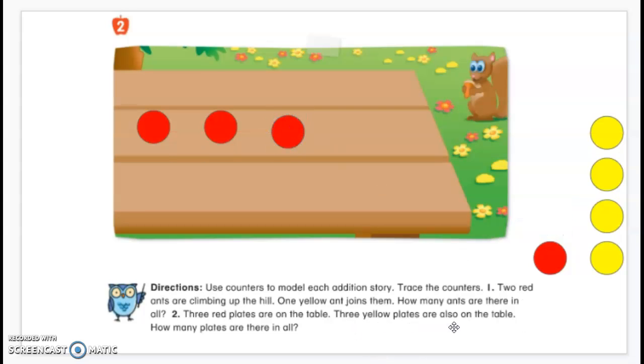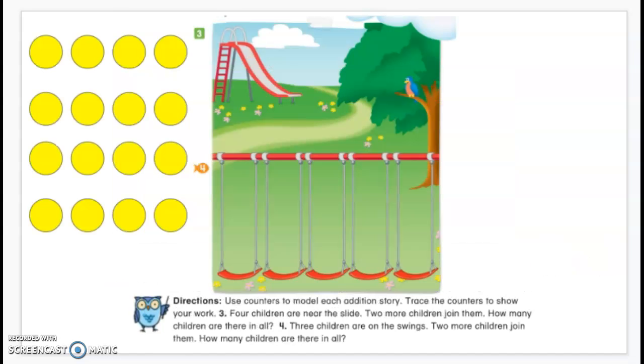3 yellow plates are also on the table, so we need to use the yellow circles to represent the 3 yellow plates. So there's 1, 2, and 3. How many plates are there in all? So let's count everything. 1, 2, 3, 4, 5, 6. There are 6 plates in all. And remember that we use addition when we combine 2 different groups of numbers.